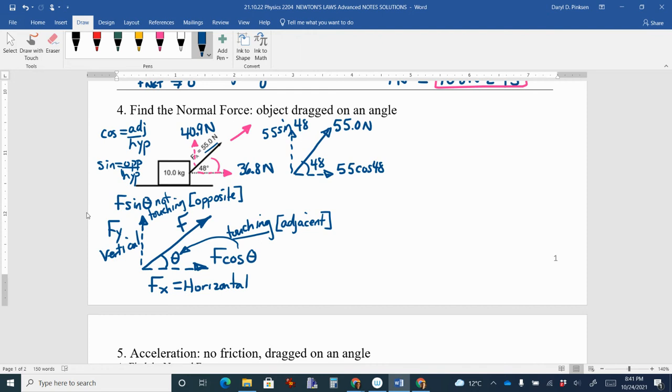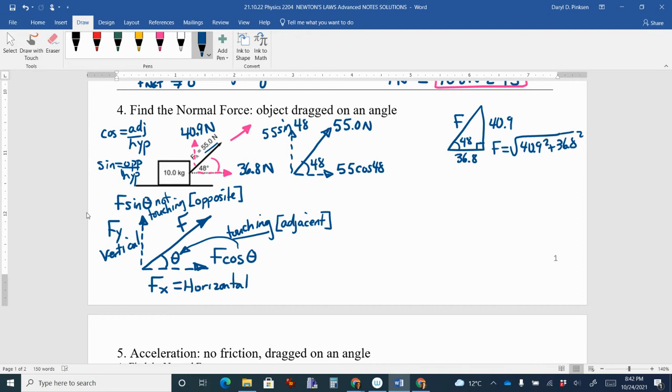I don't know if you've ever tried this, but you can try this with a triangle. Hey, why not? So let's try this. So if I go like that, and this side is 40.9, and this side is 36.8. Oh, that's 48 degrees. And now I'm going to do the Pythagorean theorem. So here's your F. So your F would be the square root of 40.9 squared plus 36.8 squared.